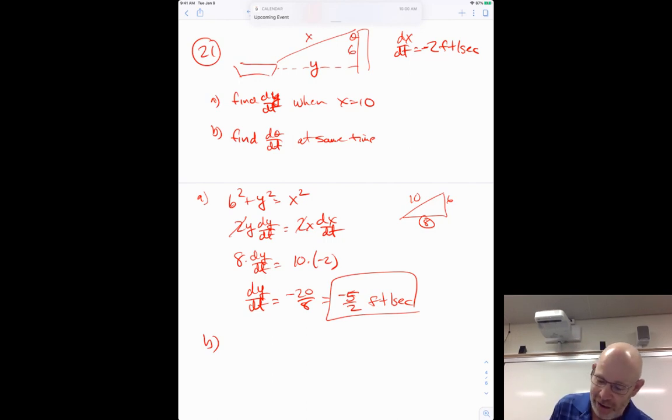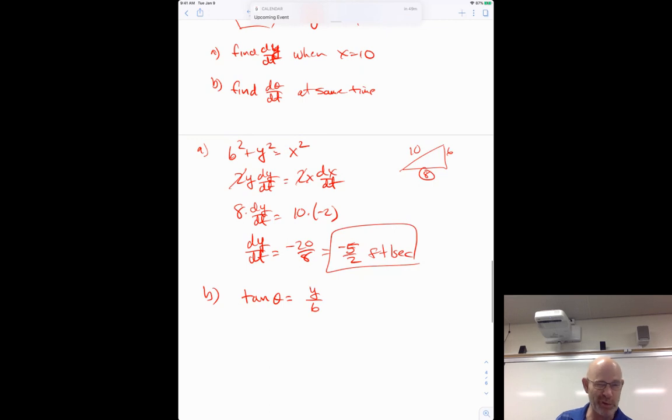I'm going to go, I don't know, tangent, I guess. So I'm going to go tangent of theta equals opposite over adjacent, which would be y over 6. I like to use the 6 just because it's constant. You could use the y and the x, but it's going to cause you a little bit more trouble in the derivative. That's all, because then you have two variables, so you're going to do the quotient rule. So we take the derivative, secant squared theta d theta dt equals 1/6 dy dt.